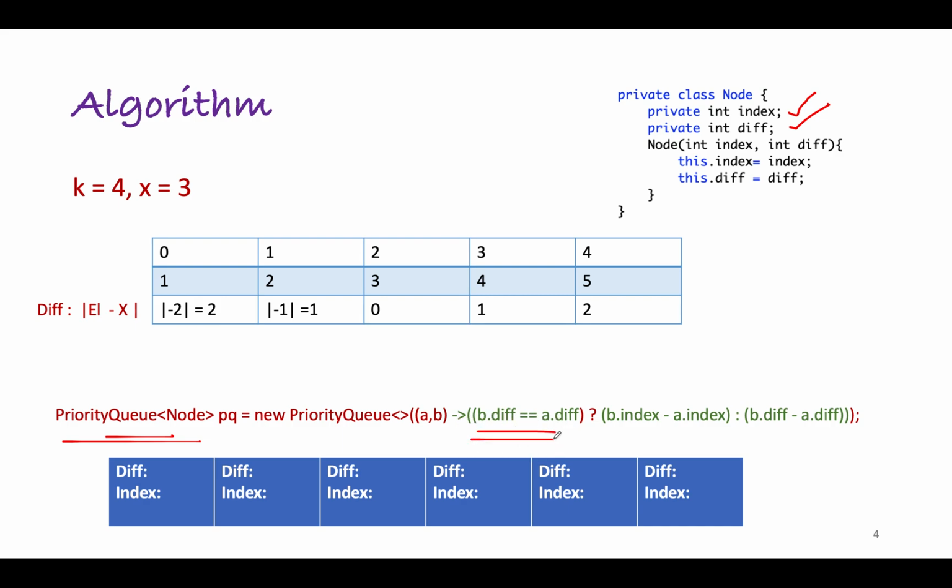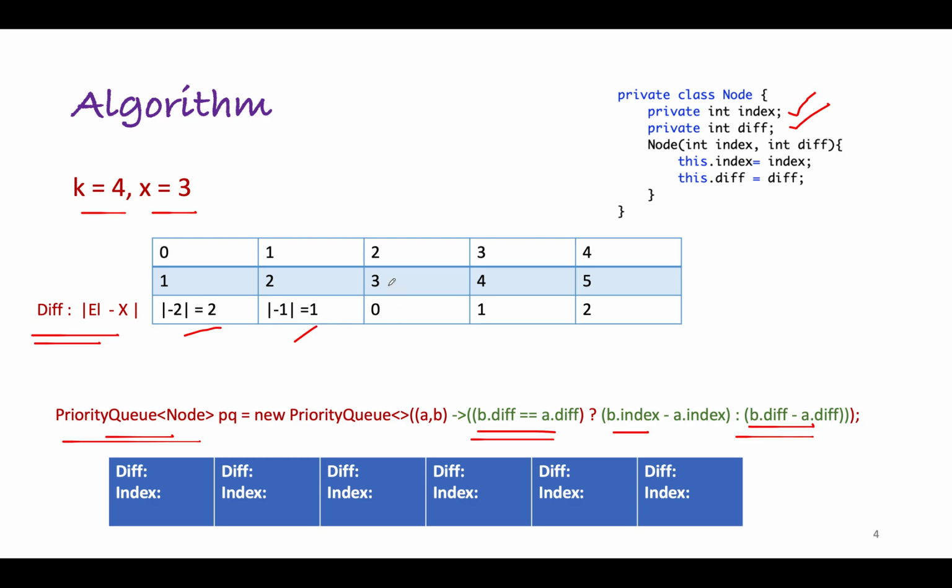If the difference is equal, then the node with the higher index should be removed first. Therefore, I have written b index minus a index. Otherwise, the node with higher difference will be removed first. I have taken the same example as was specified in the question. We have 1, 2, 3, 4, 5 as elements, k is 4, and x is 3. The first thing I'm going to do is find the absolute difference of each element with x. Here 1 minus 3 is minus 2, so I have written 2 here. The absolute value will be 2.